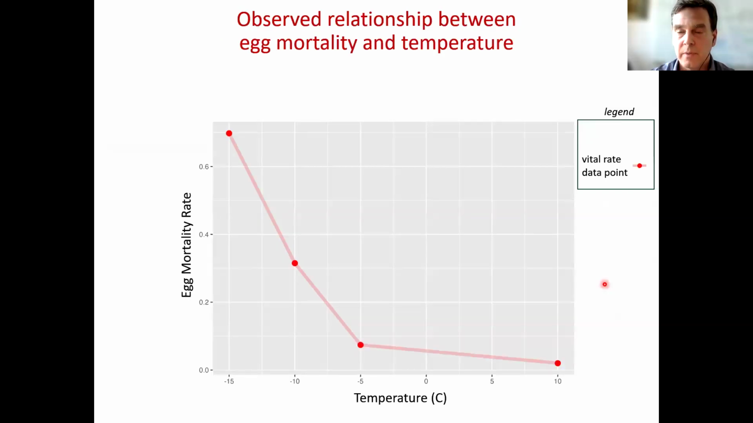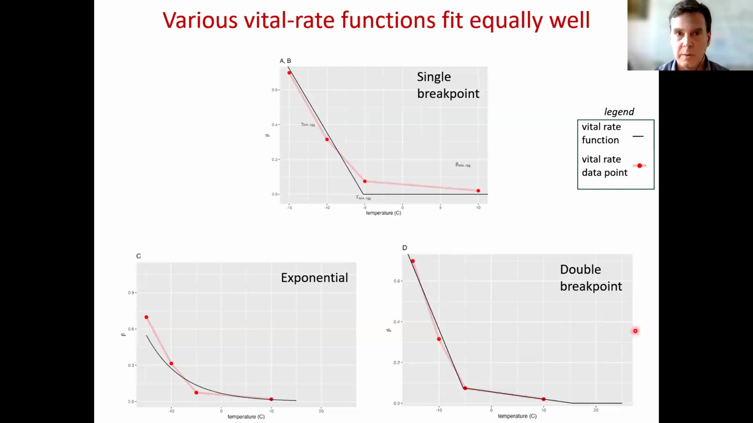These are the actual data. When this paper was published in 2022, there were only 4 data points that we could extract from our colleagues on how decreasing temperature then increases egg mortality rate. Just 4 data points. And so various vital rate functions, like what we need to put into our system of equations for the population dynamic model, can fit equally well. It's 4 data points. You can basically fit anything. A single breakpoint model, exponential, double breakpoint, they all fit exactly the same.